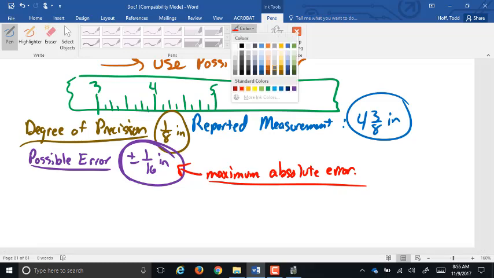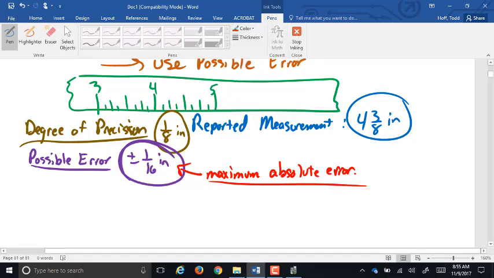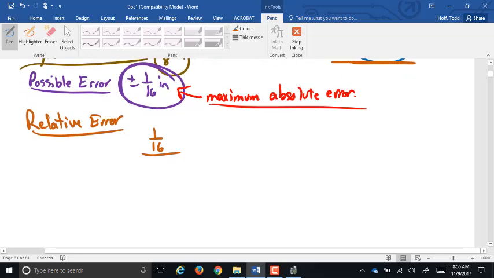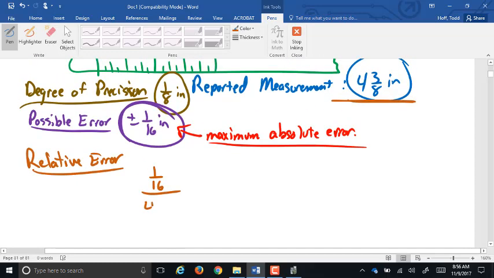And then we're going to calculate our potential relative error by taking that 1/16 of an inch. Now, normally the relative error would be found by taking the absolute error divided by the actual value, but we don't know the actual value. But we're assuming that the reported measurement is fairly close to the actual value. So 4 3/8 inches.